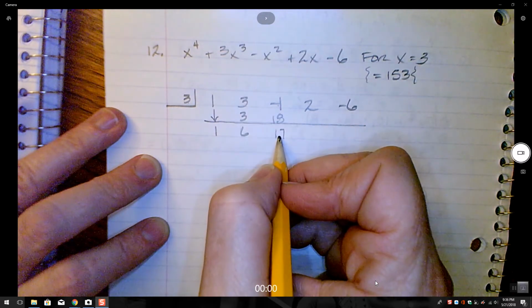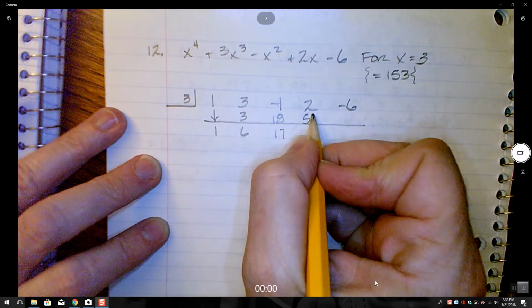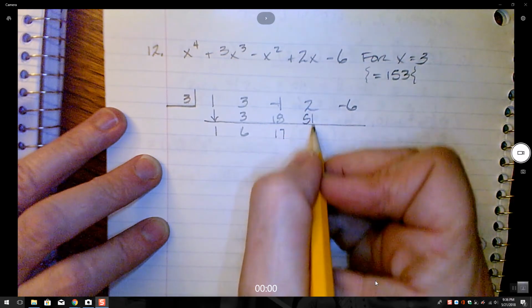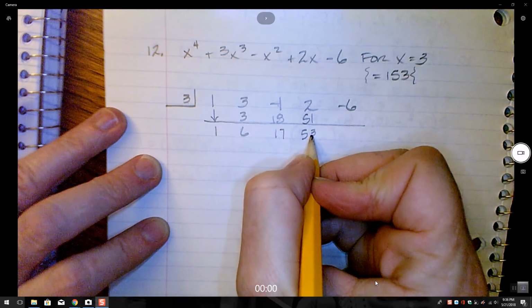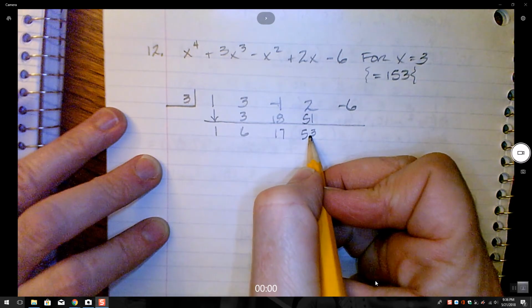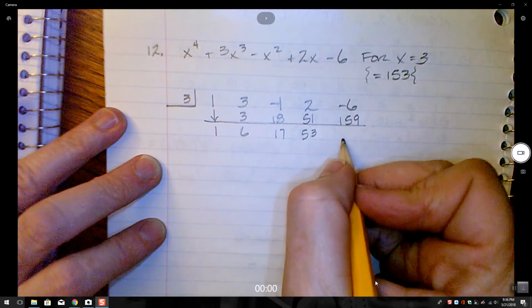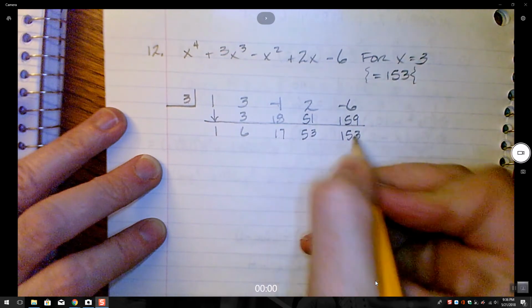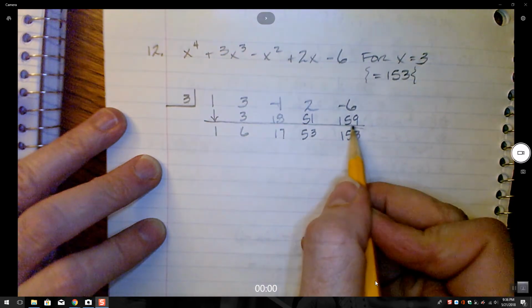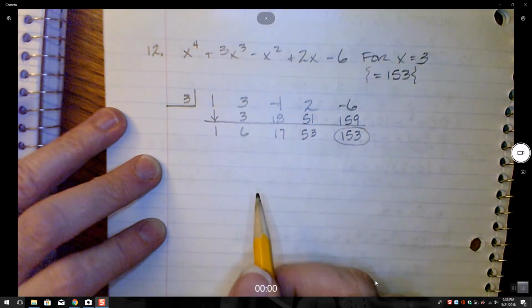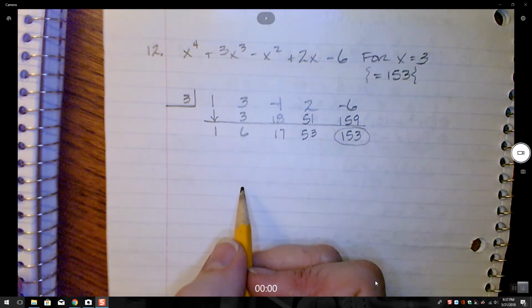3 times 17 is 51. Add these together, and I get 53. 3 times 53 is 159. Add these together, and I wind up with 153, and that's the solution for a synthetic substitution. All right.